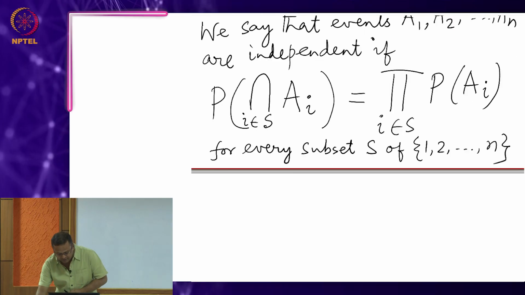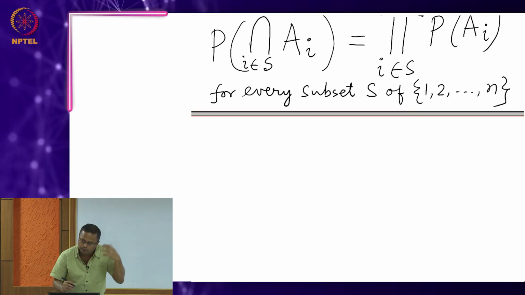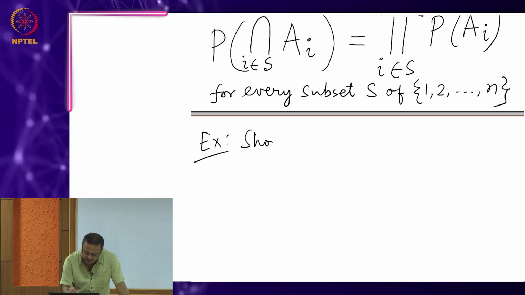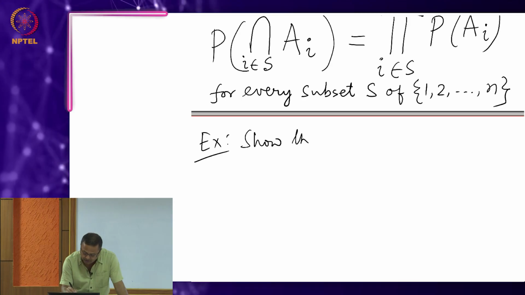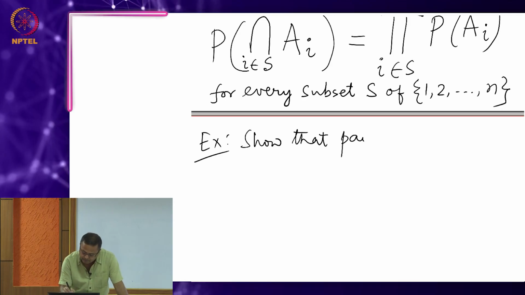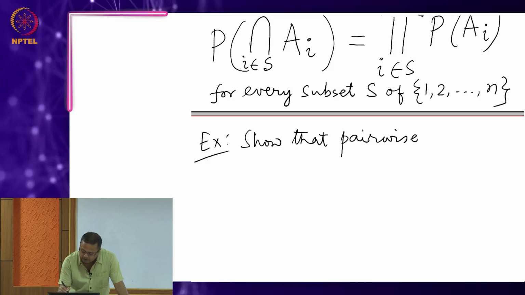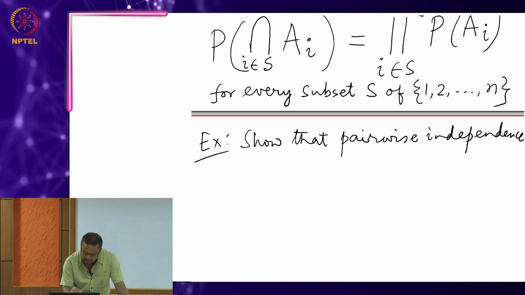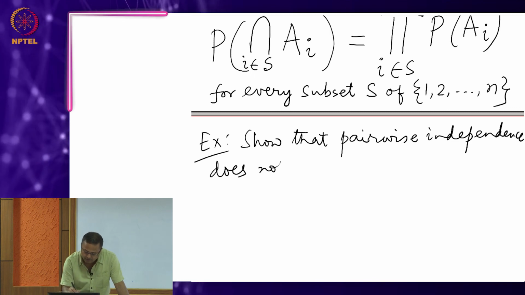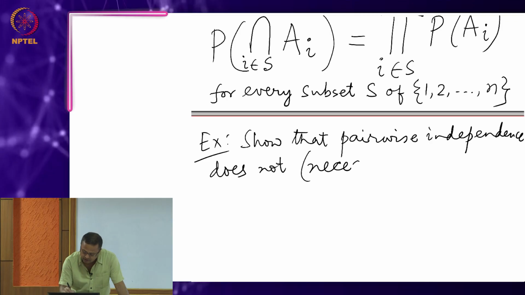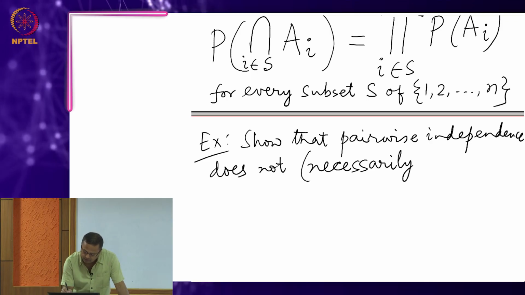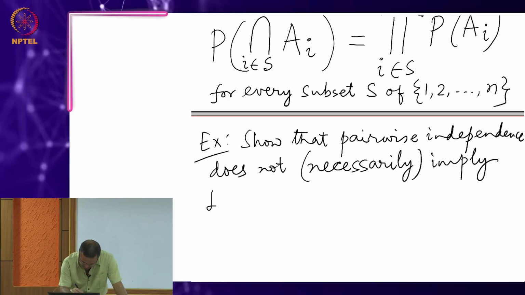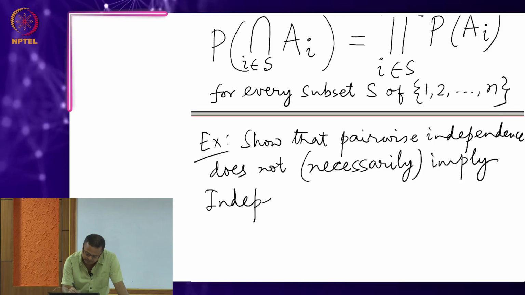So, again Uddalak, put this in an exercise: show that pairwise independence does not necessarily imply independence as defined earlier.